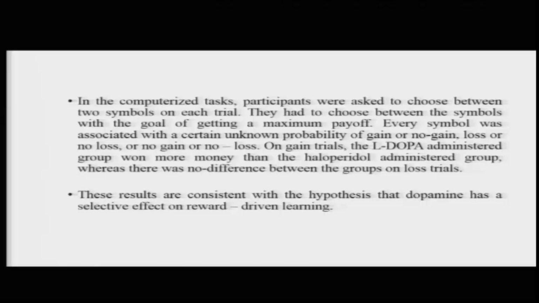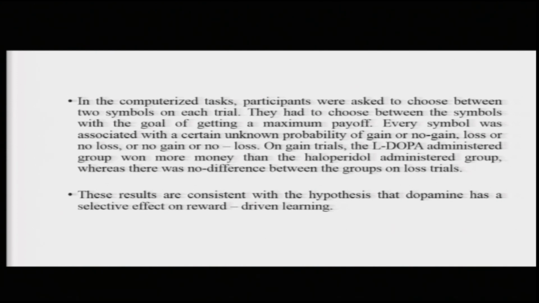In these tasks, they were asked to choose between two symbols on each trial, such that they maximize their gains. So it was a gain versus loss trial. If you choose one symbol, you will maximize your gains, you will get some profit, some reward. If you choose the other symbol, you stand a chance of losing whatever points or money you have gained. Now on gain trials, it was found that the participants who were administered L-dopa, the agonist drug that resembles the way dopamine would function, won much more money than the haloperidol group, while there was no difference in the performance of both groups on loss trials.